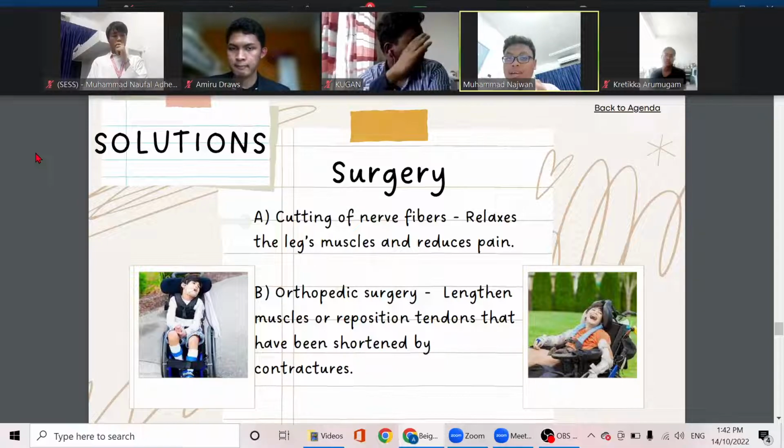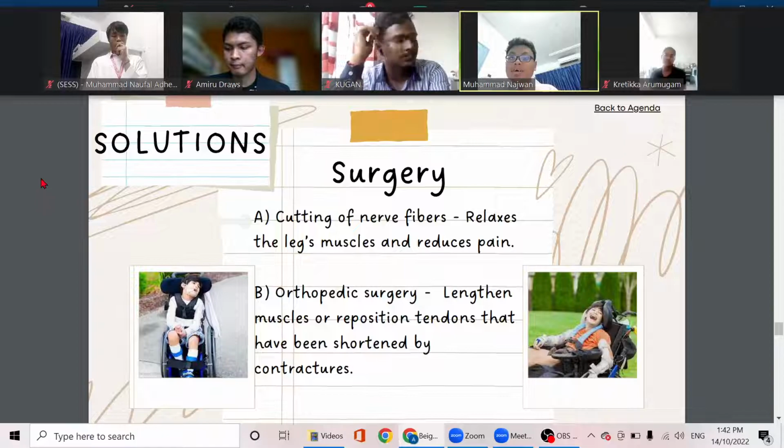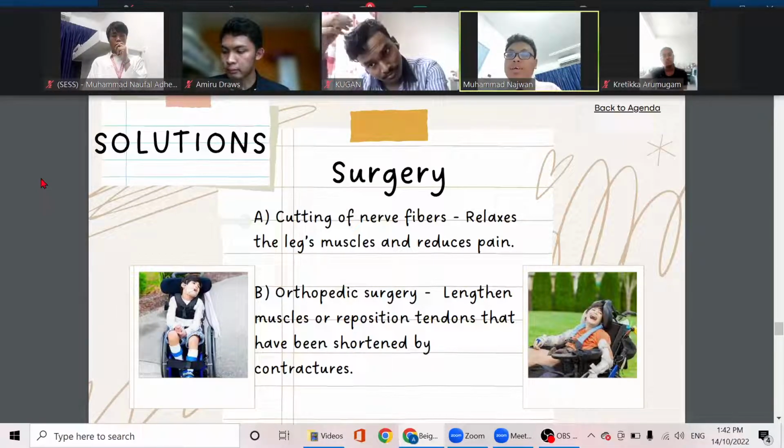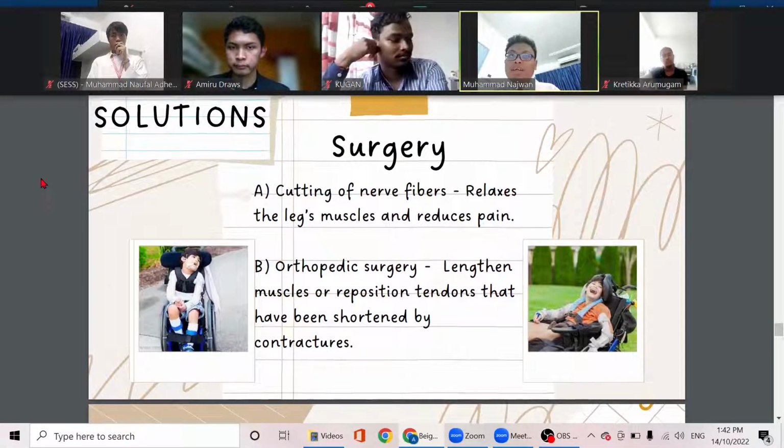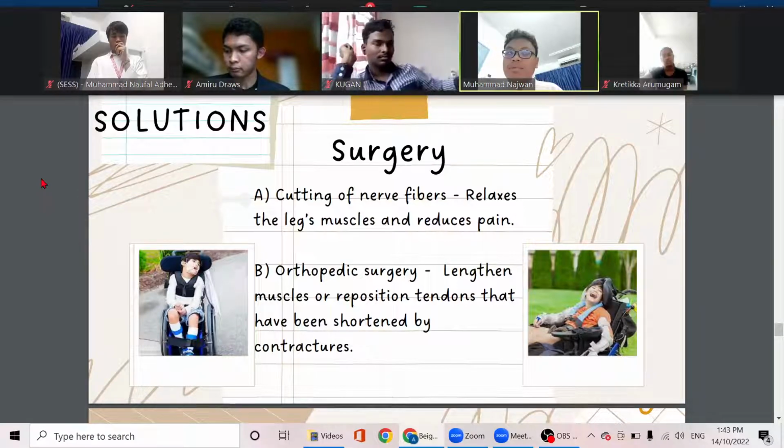Okay, for the second surgery, we have the orthopedic surgery, which lengthens muscle or repositions tendon that have been shortened by fracture. Children with any deformities might require surgery on their bone or joint. And this correction lessens pain and improves mobility for children with cerebral palsy. Okay, that's all for me. Thank you.